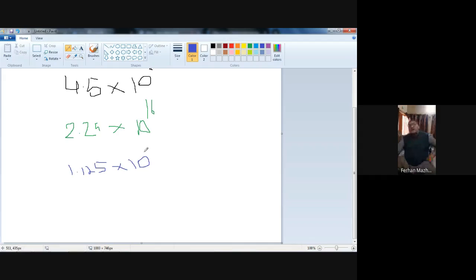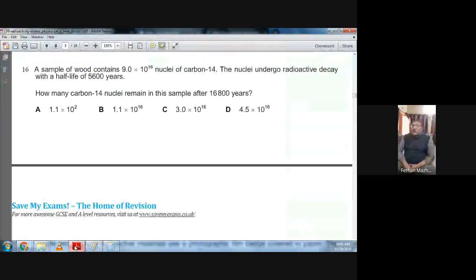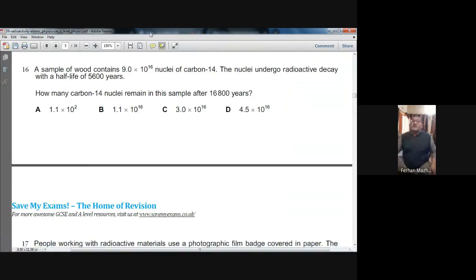Let's see if this answer is valid there. So this will be my final answer. It's very hard to write on the calculator. So 1.125 × 10^16 is the right answer. So what's the choice here? B. Do you understand this? Yes, sir.